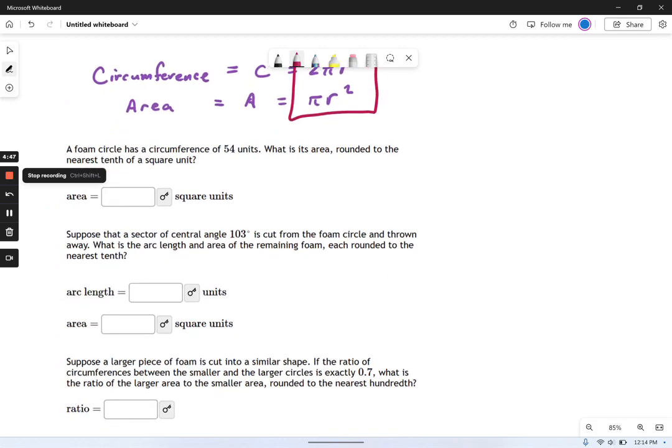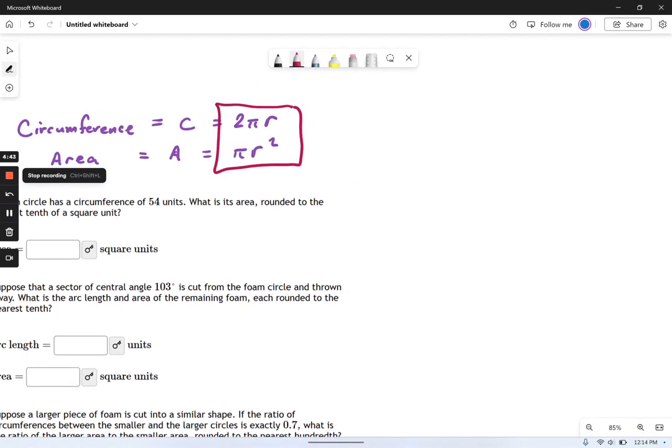It says there's a foam circle with circumference 54. What's the area? Well, use these equations. So if the circumference, 2 pi r, equals 54, then that means r equals 54 divided by 2 pi. And that's going to be 54 divided by 2 divided by pi, 27 divided by pi, which is 8.59436.